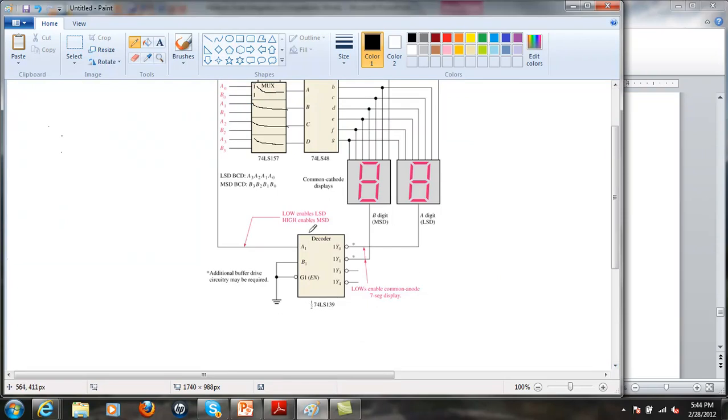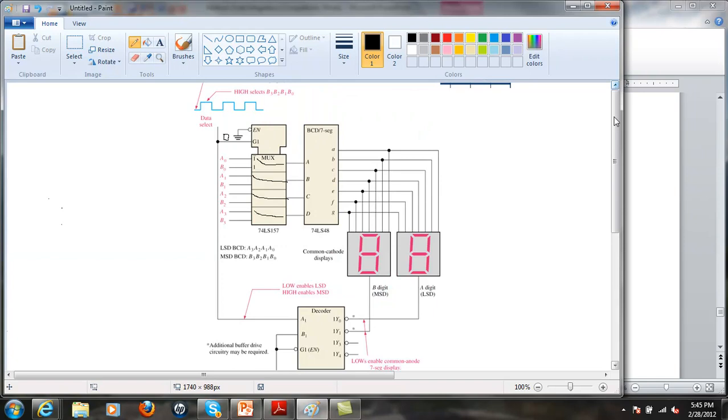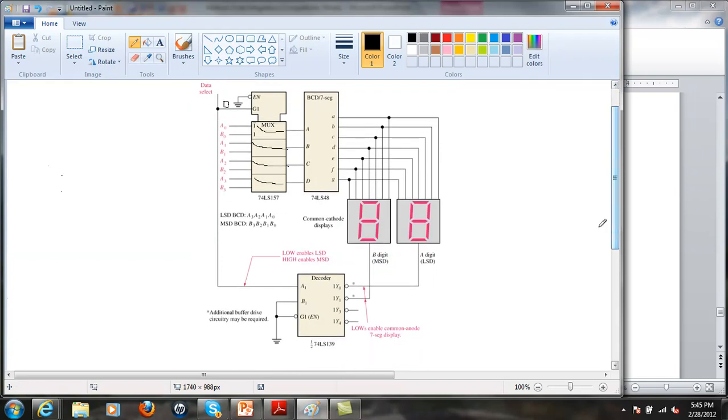But at the same time that I've done that, I've chosen this particular decoder. One thing I didn't mention with respect to these 7-segment displays is the way they work.